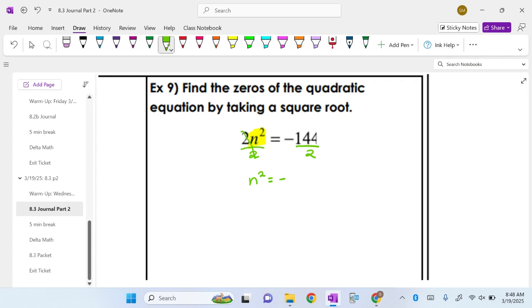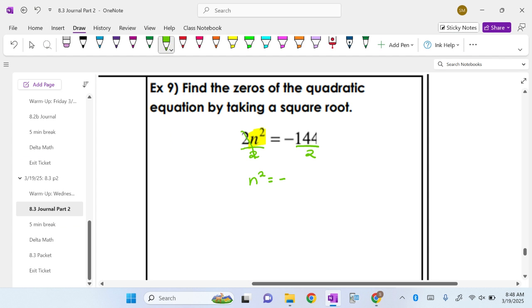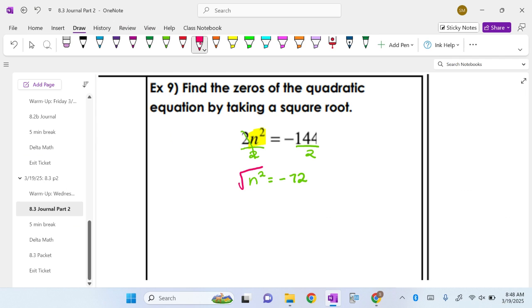not negative 12, we're just dividing it by 2. I don't feel like doing this off the top of my head. So 144 divided by 2, 72. So negative 72. Now, our last step is to take that square root. So I'm taking a square root of both sides. Now, here's where it gets a little wonky.